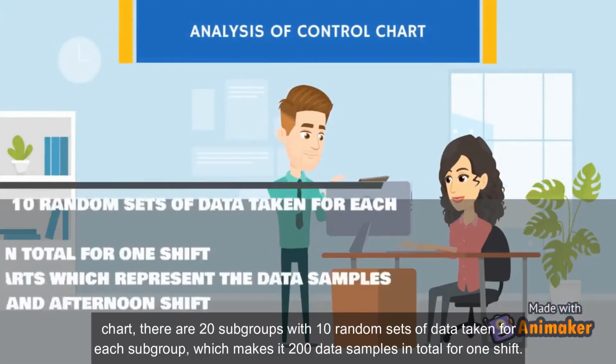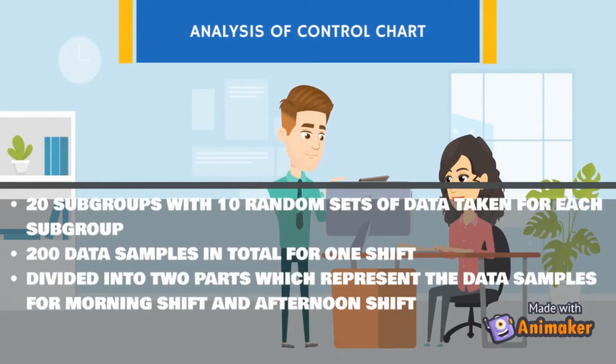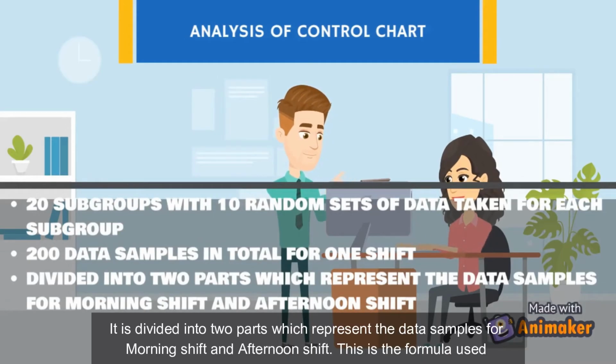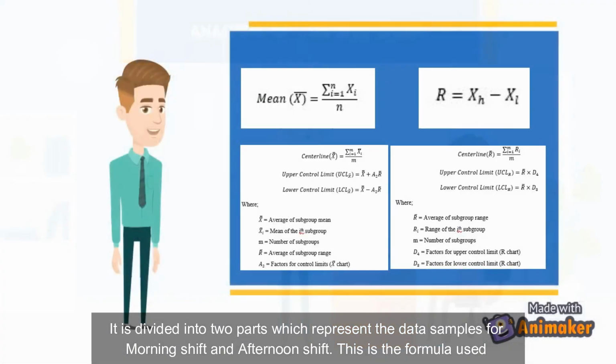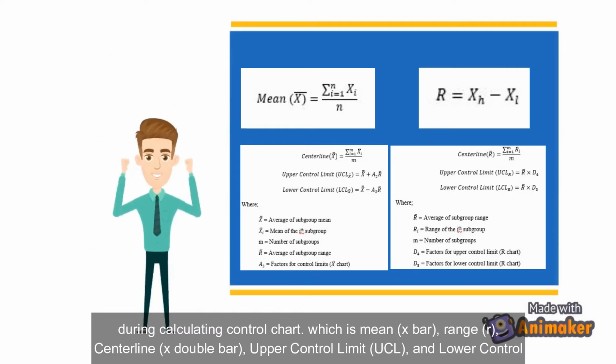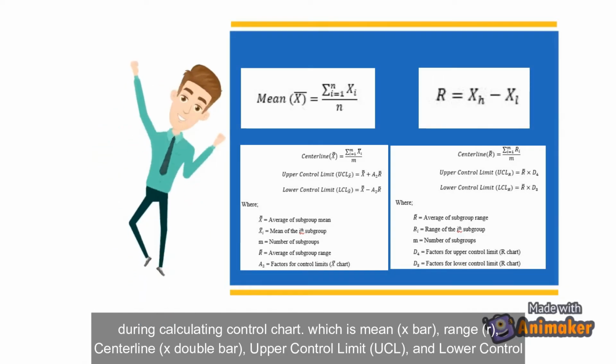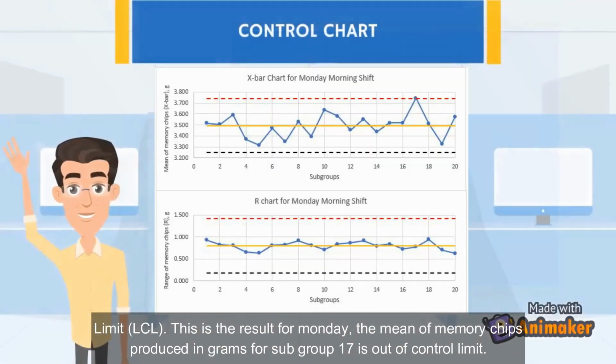For each control chart, there are 20 subgroups with 10 random sets of data taken for each subgroup, which makes it 200 data samples in total for one shift. It is divided into 2 parts which represent the data samples for morning shift and afternoon shift. This is the formula used during calculating control chart, which is mean x-bar, range r, centerline x double bar, upper control limit UCL, and lower control limit LCL. This is the result for Monday.